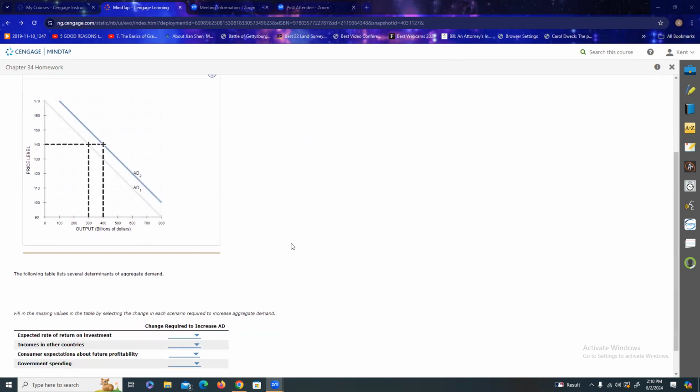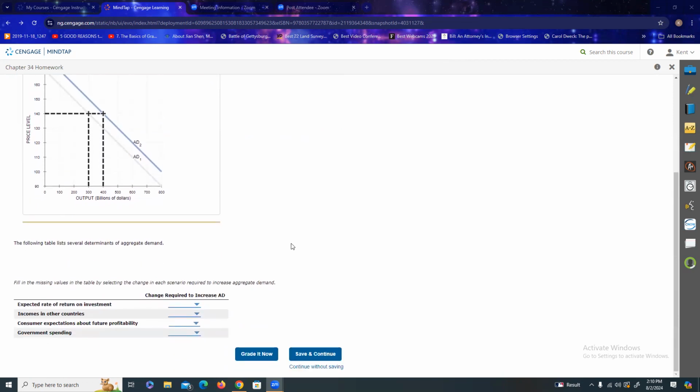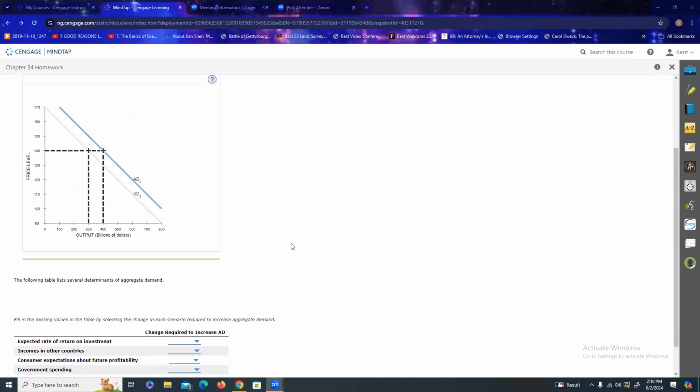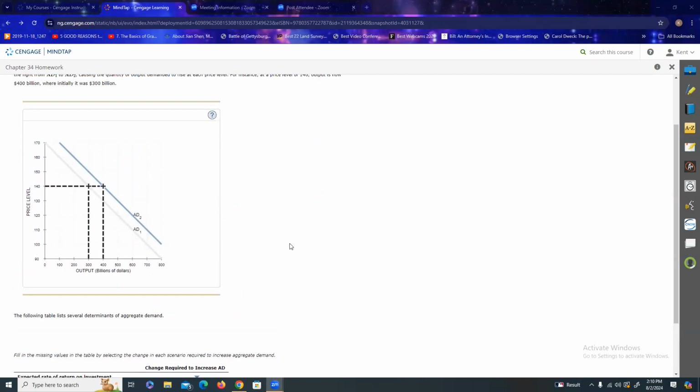All right. Well, it says the following table lists several determinants of aggregate demand. Okay, well, first of all, let's write down what aggregate demand is. Aggregate demand, as you recall, is consumer demand, demand for capital investment, government demand for goods and services, and export demand netted out against imports. So I have net exports equals aggregate demand.